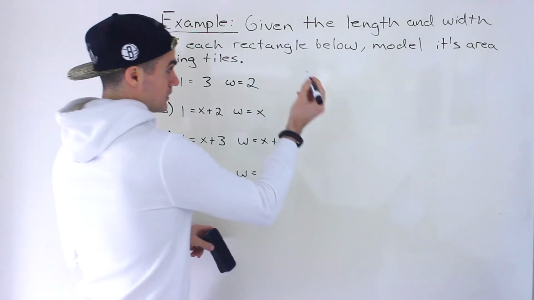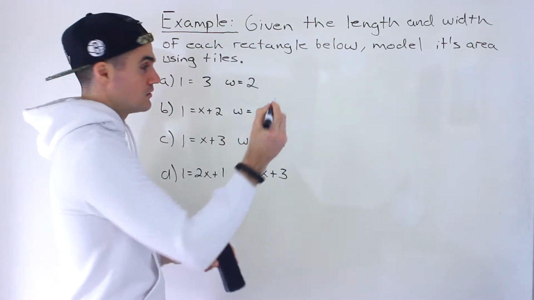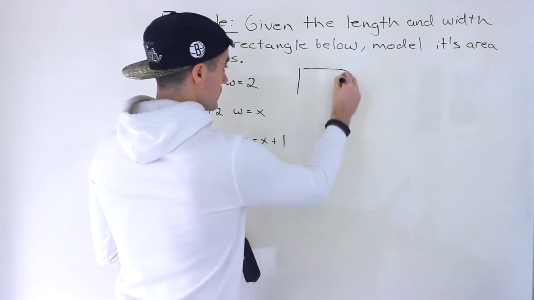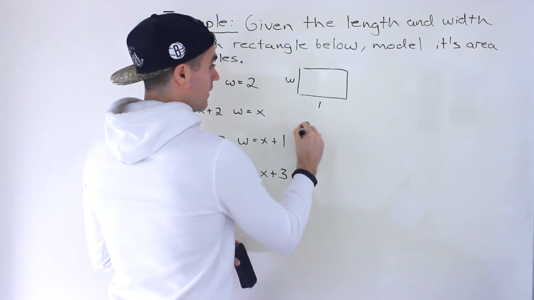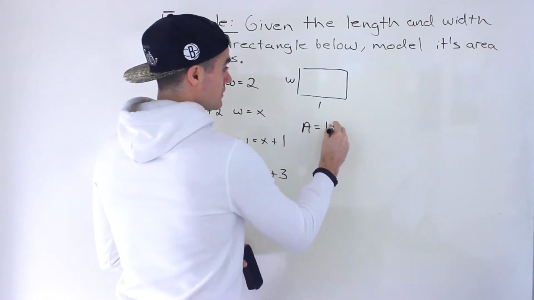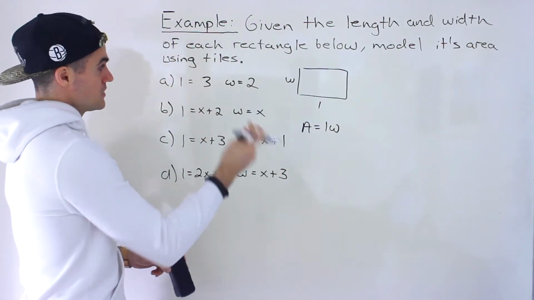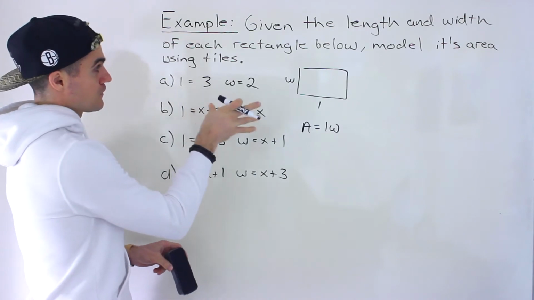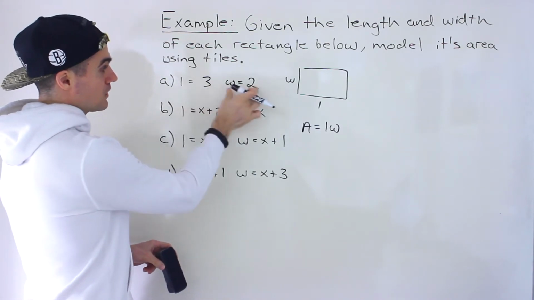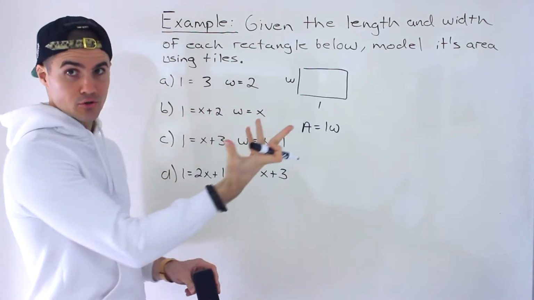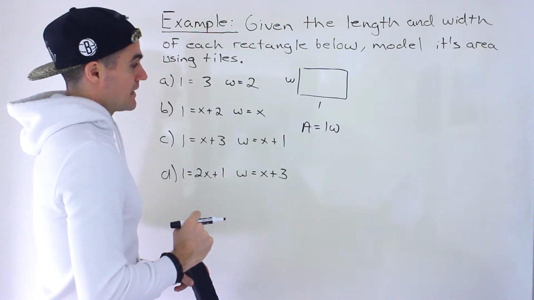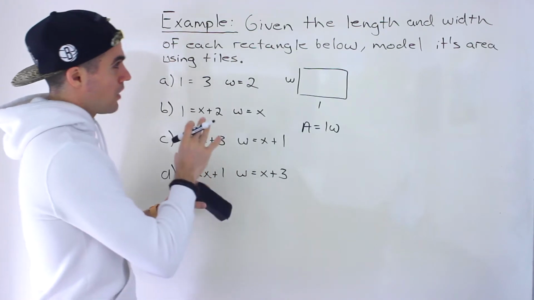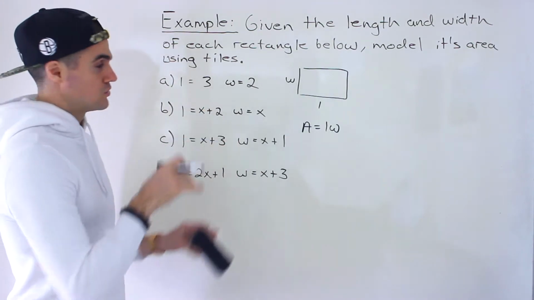So usually when we're finding the area of a rectangle, we have the length, we have the width, and we know the area is equal to length times width. Right? So for example, here if we have a rectangle that has a length of 3, a width of 2, we would just multiply those. The area would end up being 6. But now what we're going to do is model the area visually using tiles.